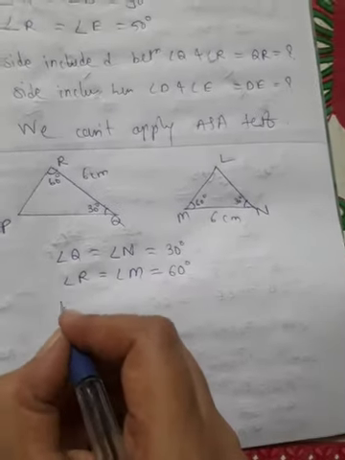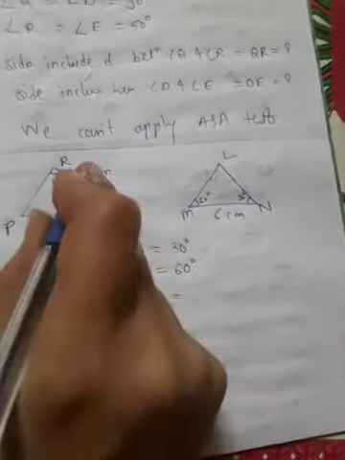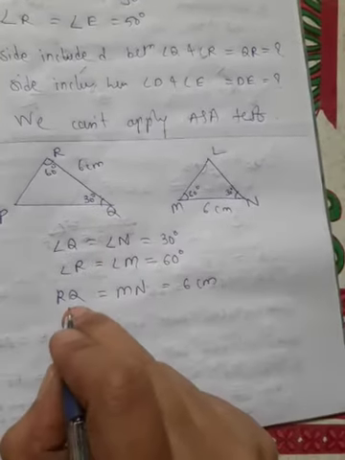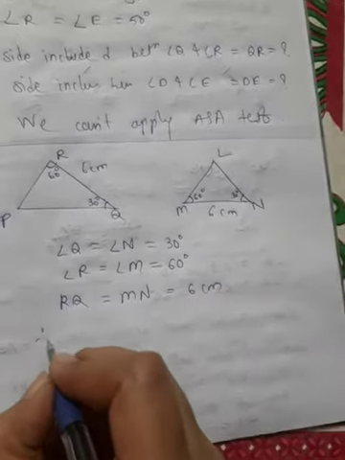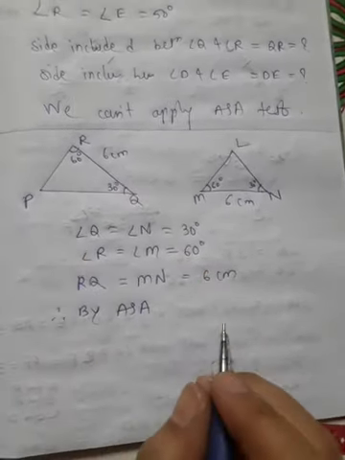Now check whether RQ is equal to MN. So you see, 6 centimeter, 6 centimeter. So two angles and the side included between them are equal. Therefore, by the ASA test, you can say the two triangles are congruent.